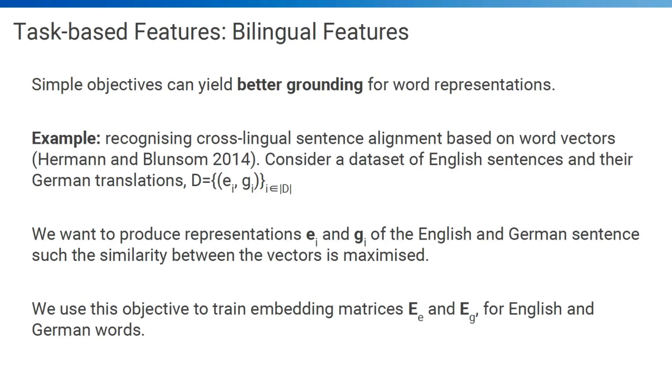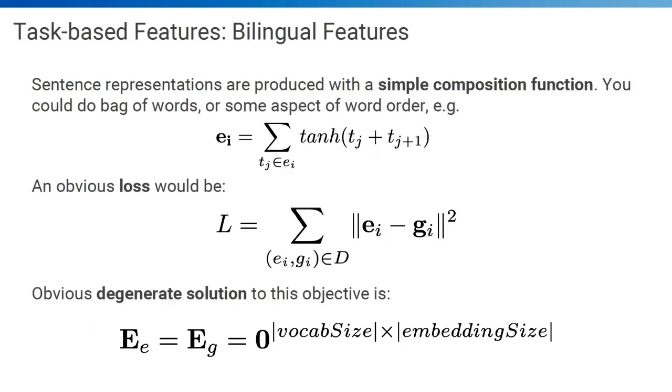So consider a data set of English sentences and their German translations. Everything's paired and we assume that the English sentence has roughly the same meaning as the German sentence it's paired with. And we want to produce vector representations of the English and the German sentence such that the similarity between these vectors is maximized. We're going to use a simple objective of maximizing the similarity to train embedding matrices for the words of the English sentence and the words of the German sentence, and then we can use these embedding matrices for whatever task we want later on. And I'll talk a bit about why this is a nice general purpose objective.